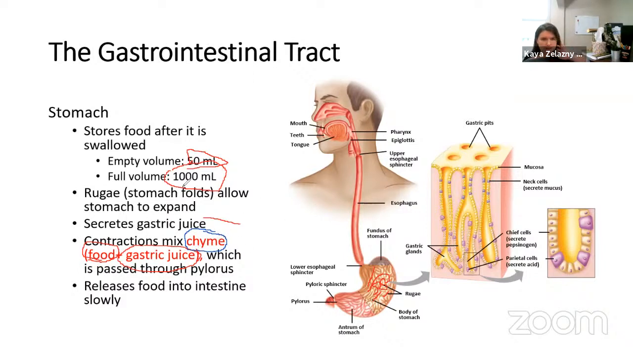Okay. So we'll leave that here, and next time we'll begin by thinking a little bit more in detail about those gastric juices, the enzymes they contain, and so on.